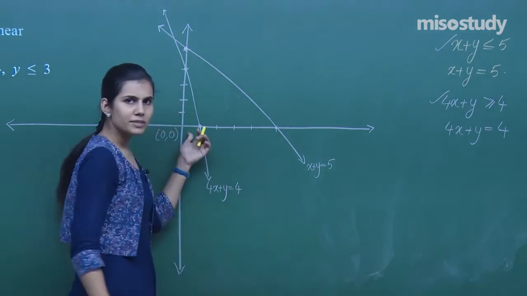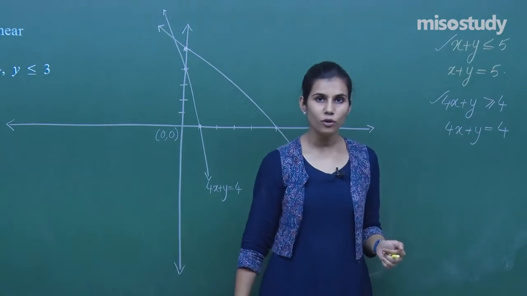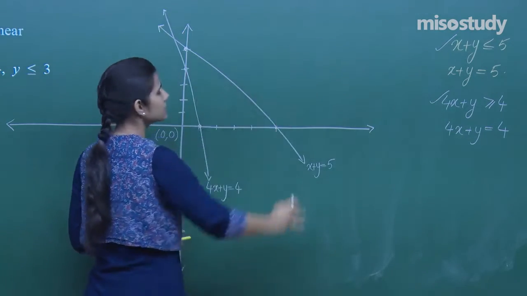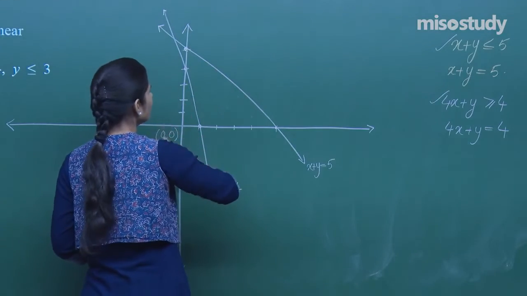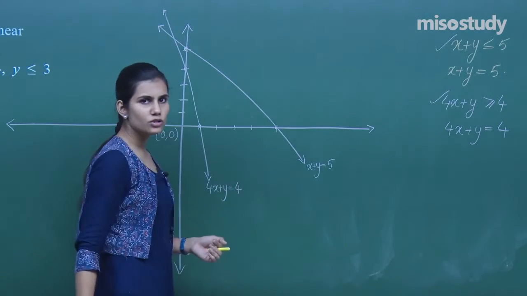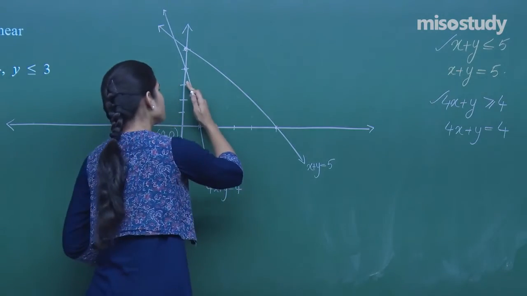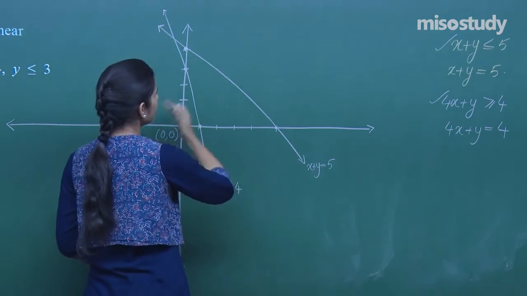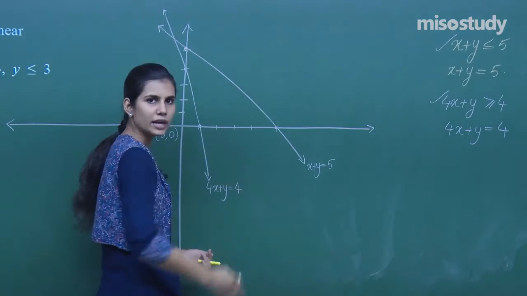Now again 0, 0 is not lying on the line. When you put 0 here, 0 here, is 0 greater than 4? No, 0 is less than 4. So everything below here, but everything above this line is the solution. Everything above this line, the region which is not involving 0, 0, because 0, 0 is not satisfying the inequality 4x plus y greater than or equal to 4. So everything below this line, everything above this line, the intersection till now is the region between these two lines.